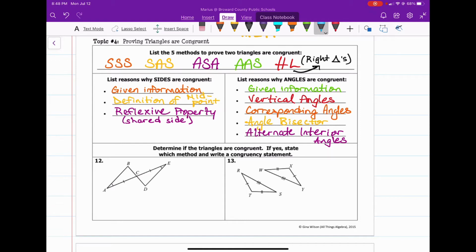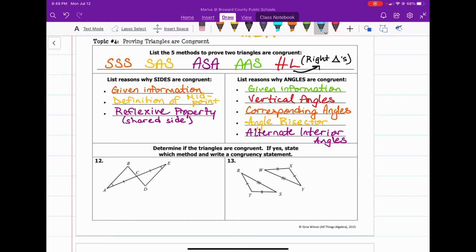Next, we have in green, angle, angle, side. Okay, which basically you have an angle that's congruent, and then another angle that's congruent, and then a side. Okay, and the last one is what we call hypotenuse leg, and this really only applies to right triangles. Okay, now when we're discussing the list of reasons why sides are congruent, there are 3 reasons that sides could be congruent.